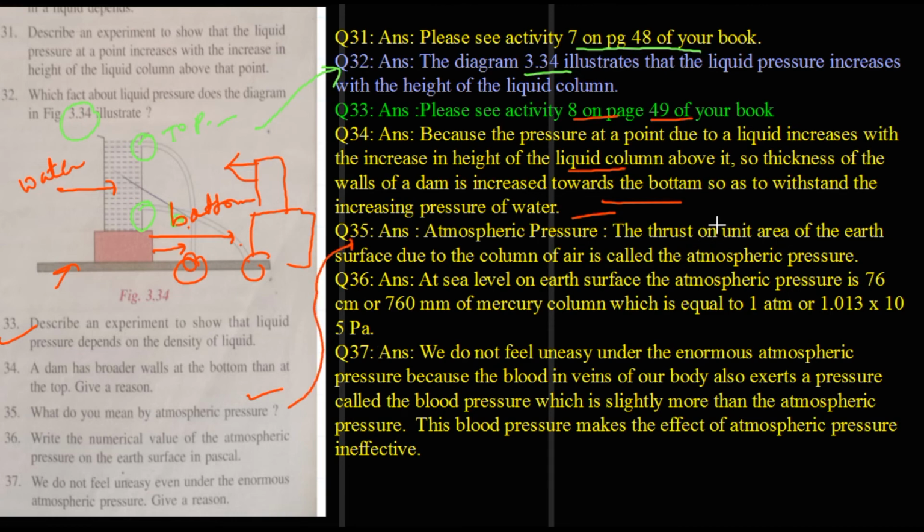What do we mean by atmospheric pressure? The atmospheric pressure is the thrust per unit area of Earth's surface due to the column of air. Question number 36, write the numerical value of atmospheric pressure. At sea level on the Earth's surface, the atmospheric pressure is 76 centimeter or 760 mm of mercury column, which is equal to 1 atmosphere or 1.013 into 10 raised to power 5 pascals.